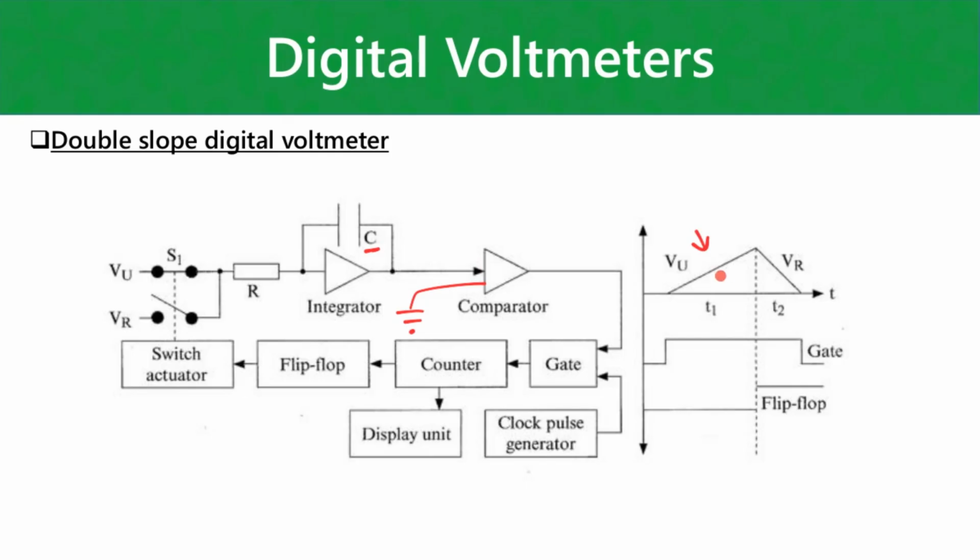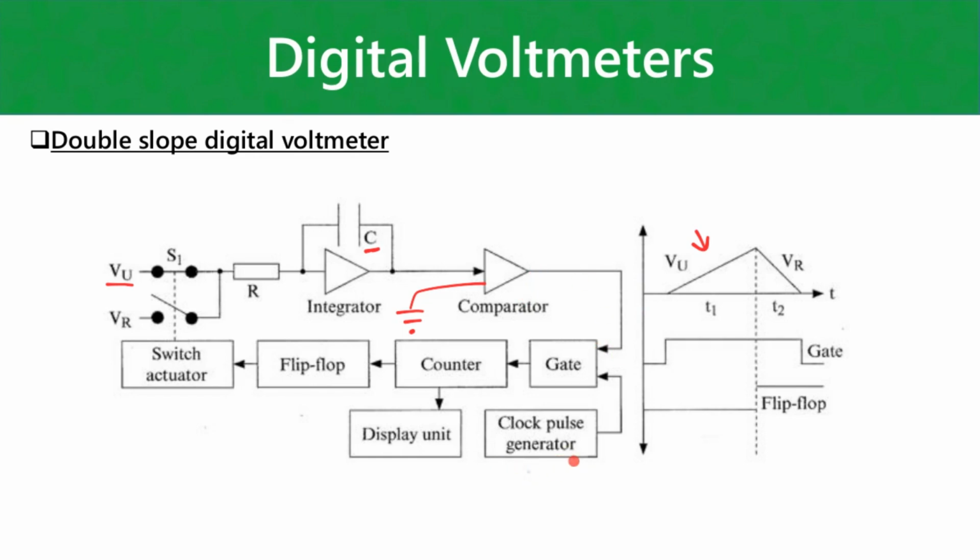to look something like this. If your unknown voltage here is a constant voltage, then your integrator is going to change that to a sloping line. So essentially what's happening here is this is going to keep on outputting that sloping line.